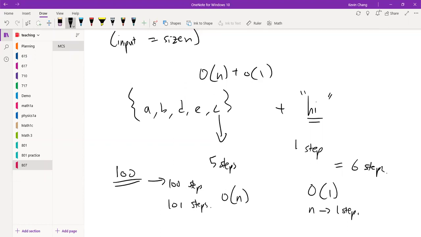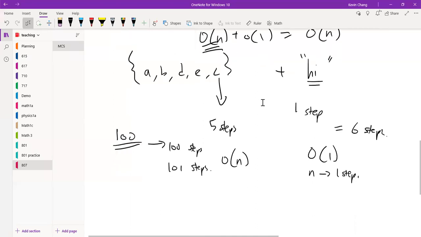Well, the trick about big O is that we don't care about smaller terms. We're looking at the worst case here. So we're looking only at the biggest contributing term in our program. So that would be the O of N. So we would just directly say that O of N plus O of 1 is just O of N.